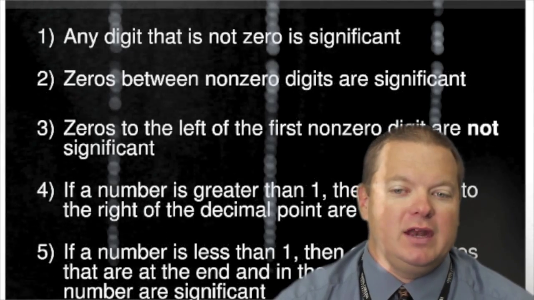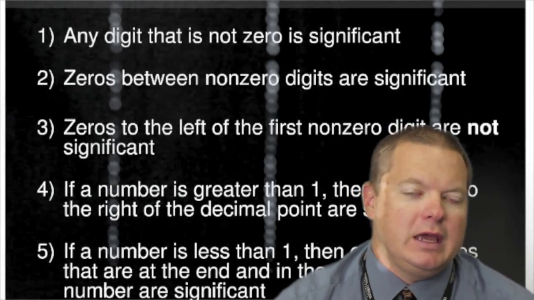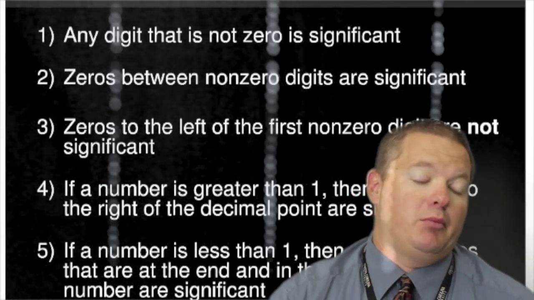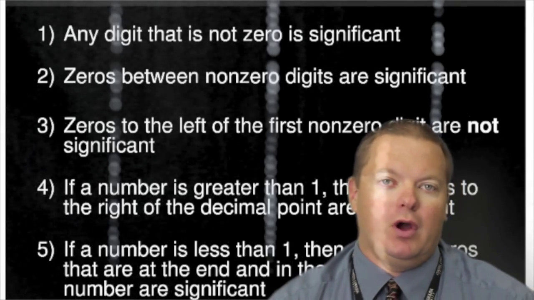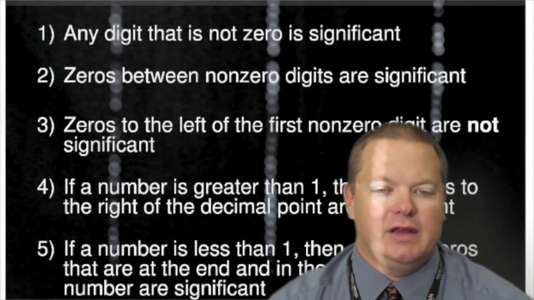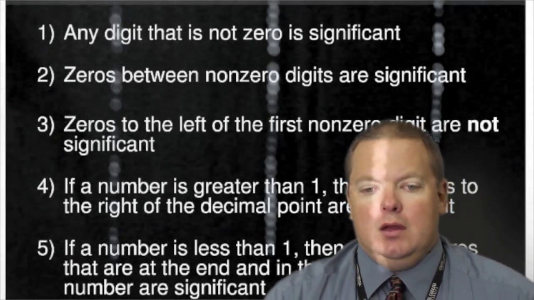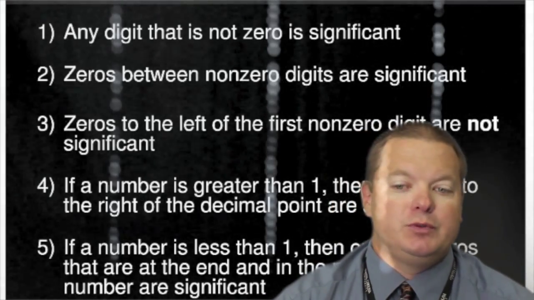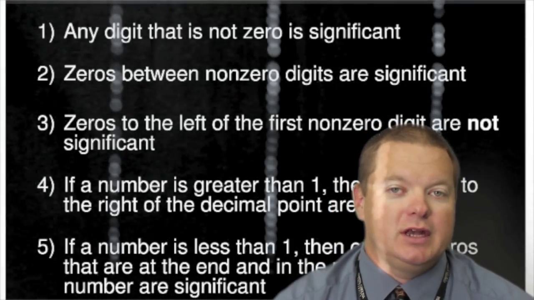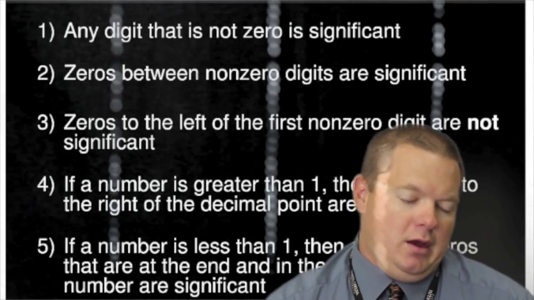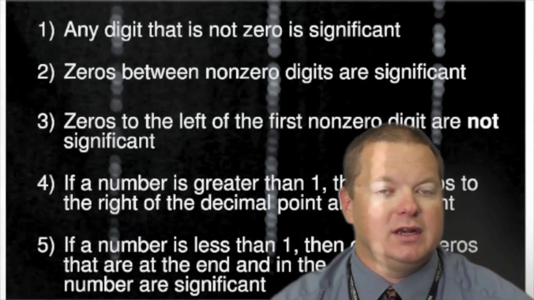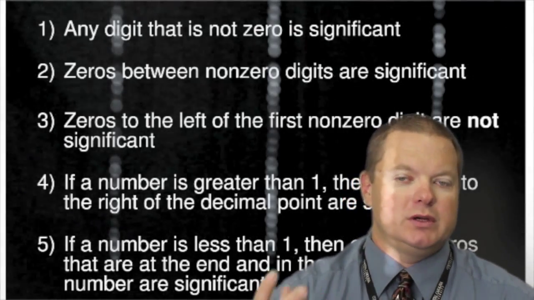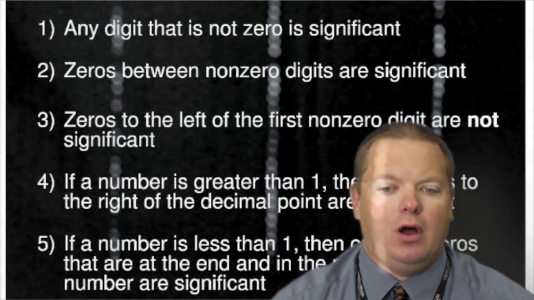The first rule is if any digit is a non-zero, it is significant. So a number like 11, for example, has 2 significant digits. Both of those being non-zero are significant. Number 2, zeros between non-zero digits are significant. So in a number like 101, there are 3 significant digits. The 0 between those 2 non-zero numbers is also significant.